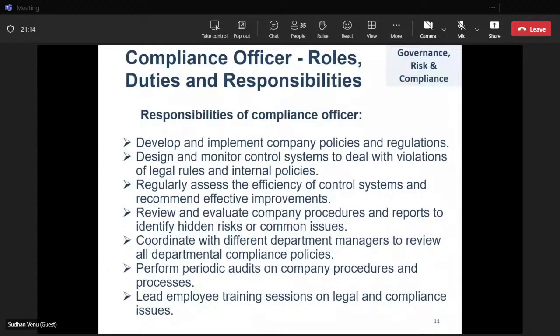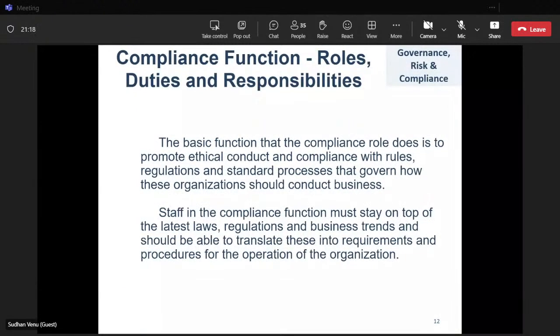So everything will be defining it. So that is the roles and responsibilities of the complaints officer, and the functionality behind those roles, duties and responsibilities of the complaints officer is for the basic function that they have. The complaints role is to promote ethical conduct and compliance with the rules and regulations, and they have the standard procedures that govern how the organization should conduct the business.